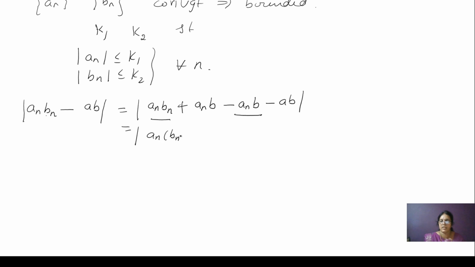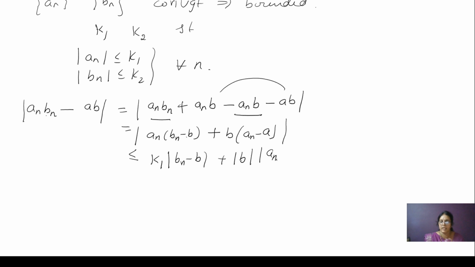I will group these two terms together. So it is a_n into (b_n minus b) plus, among these two terms, I will take b outside, b into (a_n minus a). So here we can see that this is less than or equal to mod a_n into mod of this. But mod a_n is less than or equal to k1. So it is k1 into mod of (b_n minus b) plus mod b into mod (a_n minus a). So take this as equation 1.